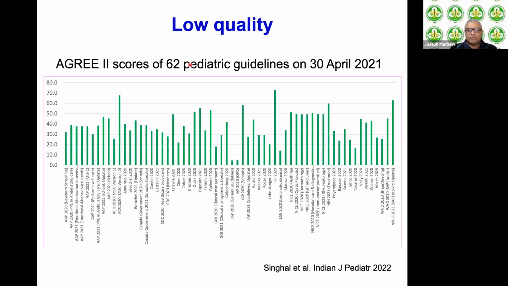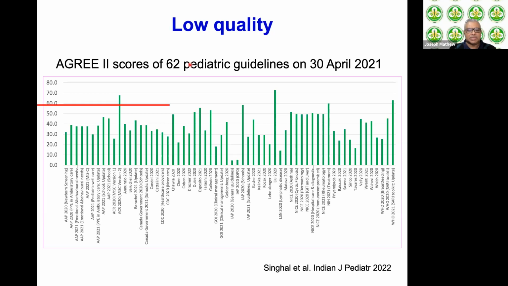So, despite all this, there were guidelines available, good scientifically produced guidelines, but some of them had limitations. When we looked at a bunch of pediatric guidelines almost a year back, this was the work of one of my students, we found 62 guidelines that could be applied in India. And we looked at their overall AGREE scores. But the sad thing was that most of these guidelines really were of poor quality and did not meet the expected criterion of having good AGREE scores.